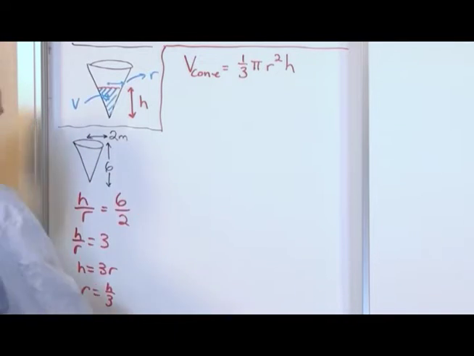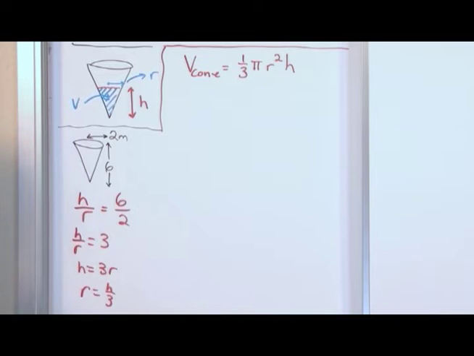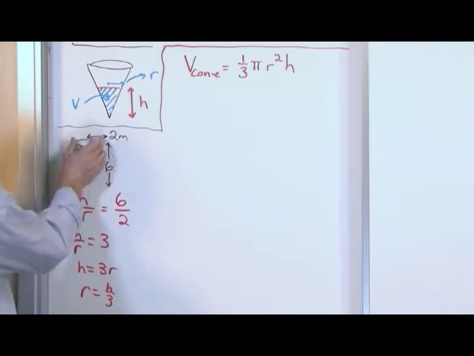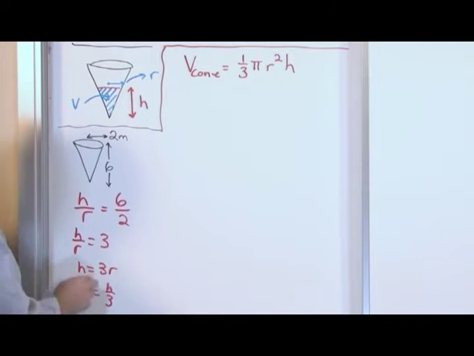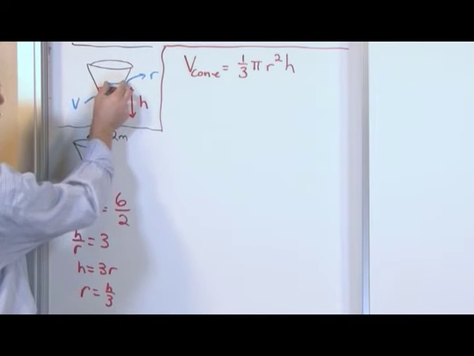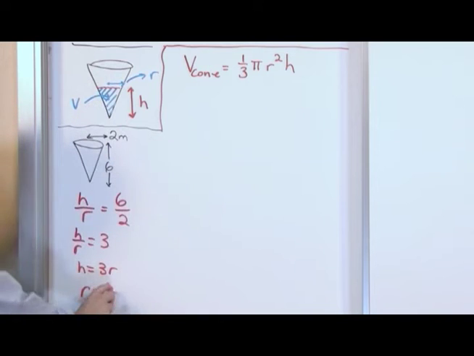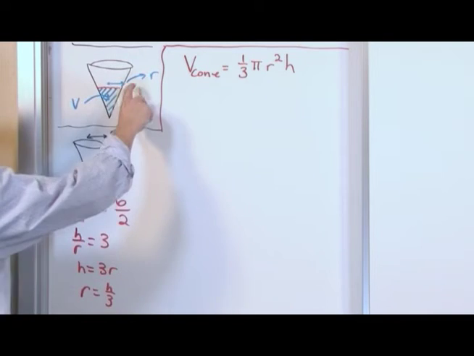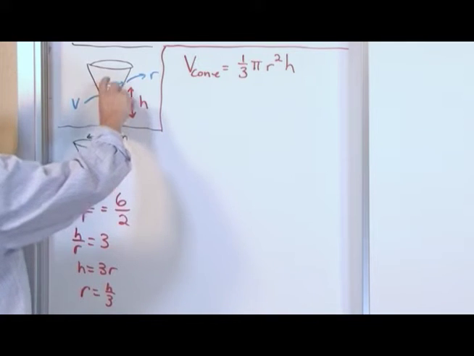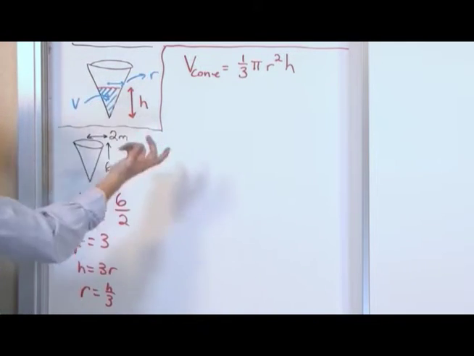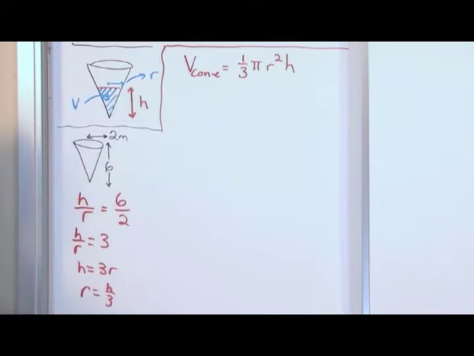Now, why does this matter? Because this cone is a nice fixed shape, the radius of the water is always going to be h divided by 3. Always. It's going to be fixed. No matter if the cone of water is this big or this big or this big, the radius is defined in terms of the height because it's a nice fixed cone.